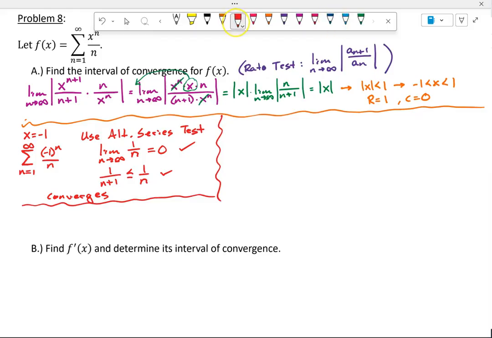Okay, let's go ahead and do our second endpoint. What is our second endpoint? 1. All right, so let's go ahead and plug that in. So that'd be the sum, n equals 1 to infinity, of 1 to the n over n, which is just the sum of n equals 1 to infinity of 1 over n. So what test are we going to use here?